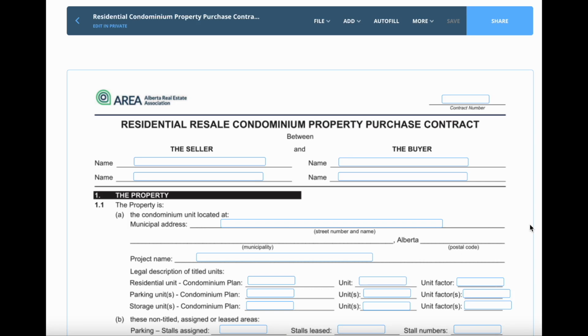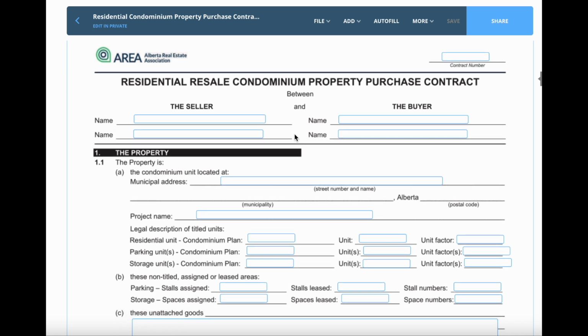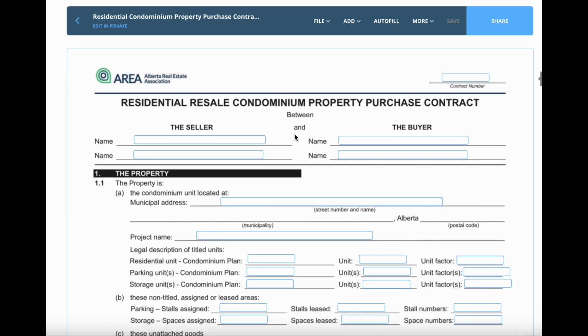Today I want to explain how to read the residential resale condominium purchase contract. This is the purchase contract that everybody is signing in their car on the go. Nobody reads anything. So I think it's very important to go through this and actually understand what it is that you're initialing and signing. So this is the Alberta Real Estate Association standard contract.